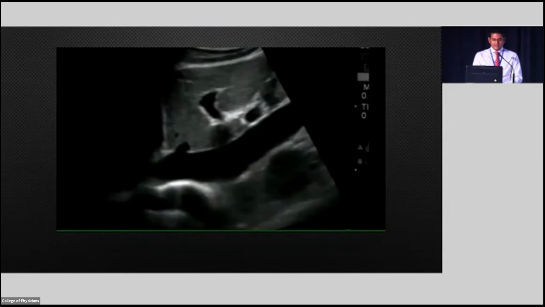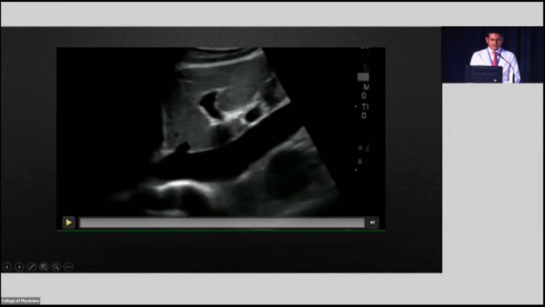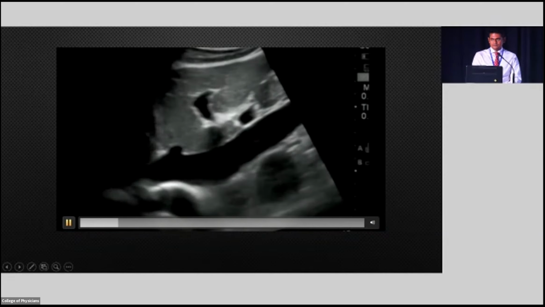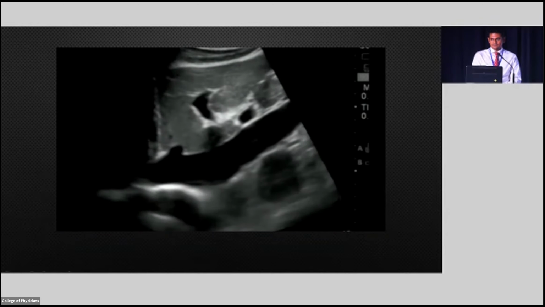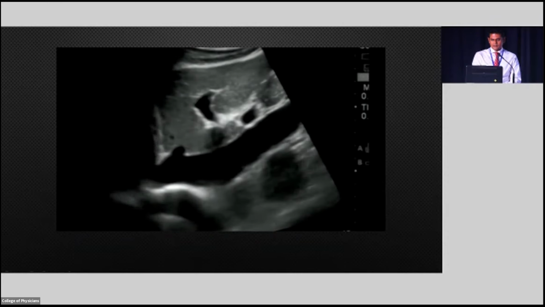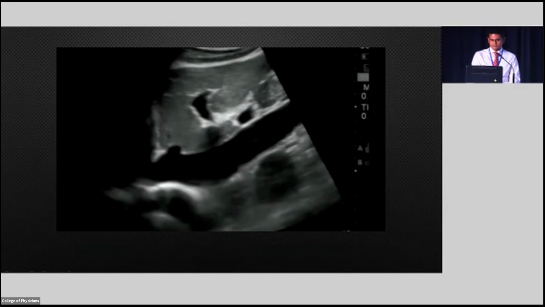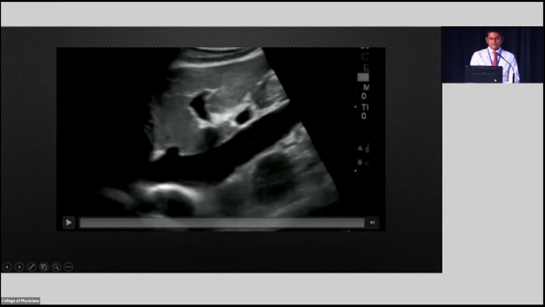And we went on to scan the inferior vena cava. Right. So you see the IVC is plethoric and it's non-collapsing.